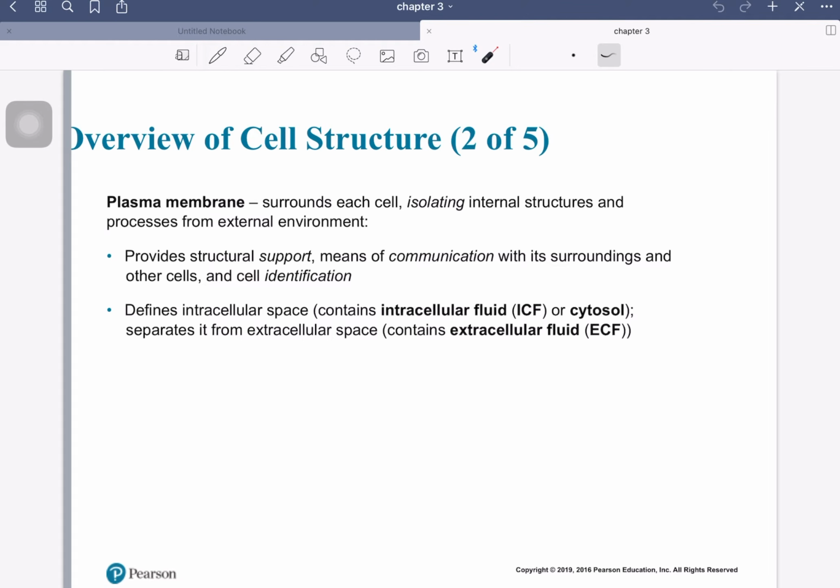Now, the plasma membrane also defines the intracellular space, I should say. And this is where I have the ICF, which stands for intracellular fluid. You can also call it the cytosol. That's another name for it. And of course, outside the cell is the extracellular fluid.